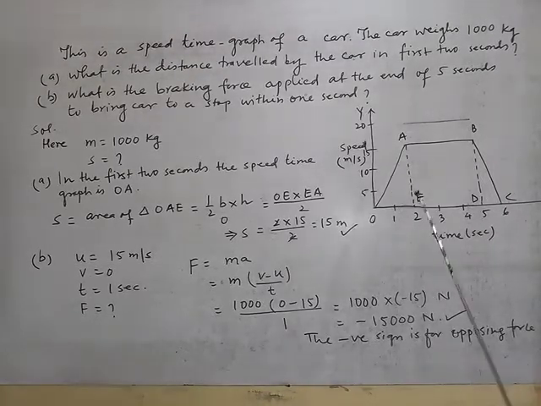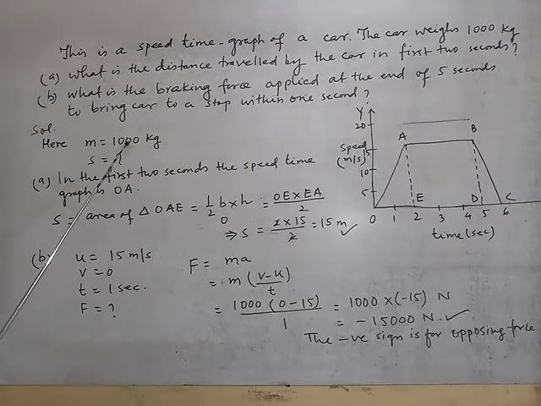So we have to find two things. One is the distance covered in the first 2 seconds, and the force applied after the 5th second to bring the car to rest in the 6th second. The mass is 1000 kg, and we find the distance.